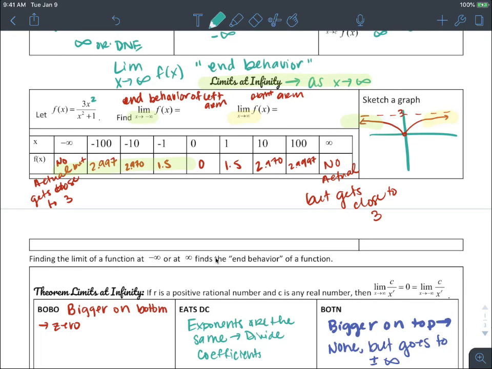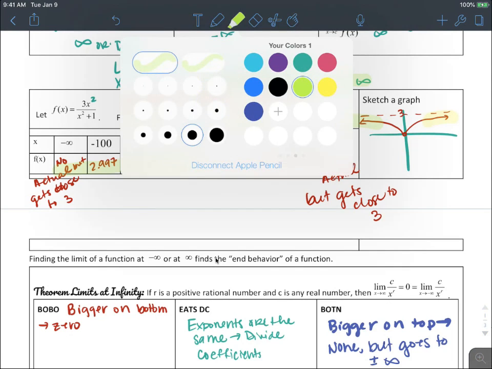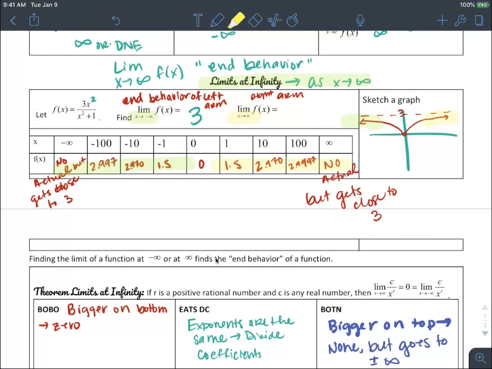So what do we call that? We call that the limit. So our end behavior as x approaches negative infinity is going to be 3. Okay, so this one, as x approaches infinity on the right-hand side, again, this time I collected the values on the right-hand side, and you can see that we're getting closer and closer to 3.